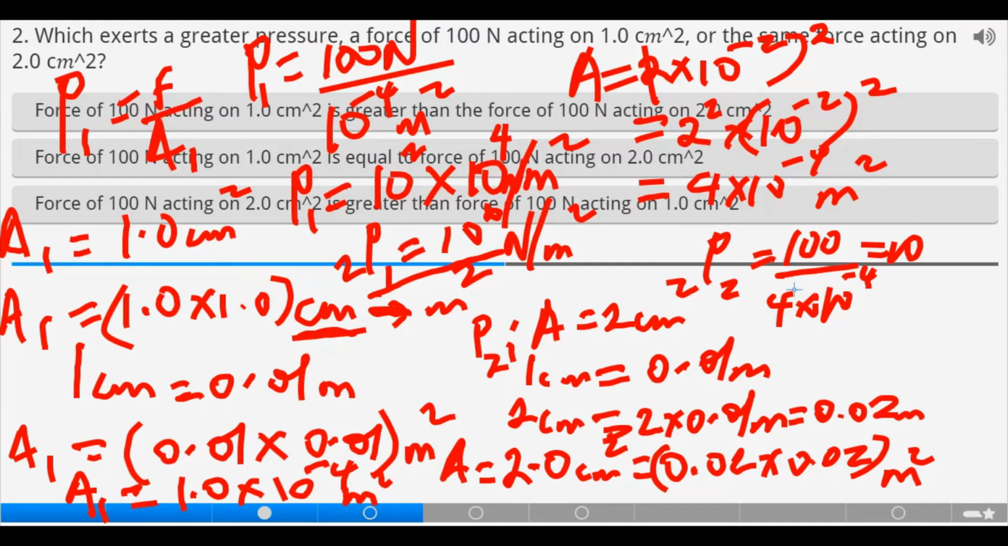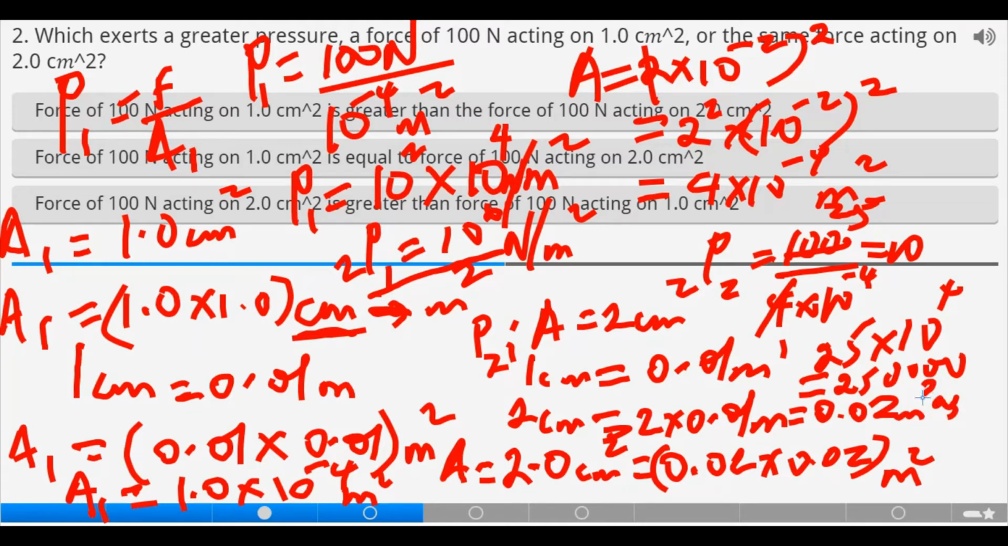Or, let us do it this way: 4 here 1, 4 here 25. So I can fully take the 10 raised to the power minus 4 upwards. That will be 25 times 10 raised to the power what now? Then 10 raised to the power 4. And that gives 25, 1, 2, 3, 4. That's Pascal. So that's 250,000 Pascal.